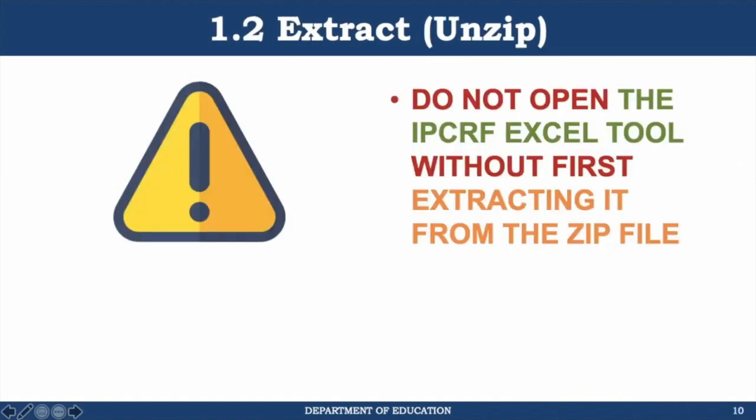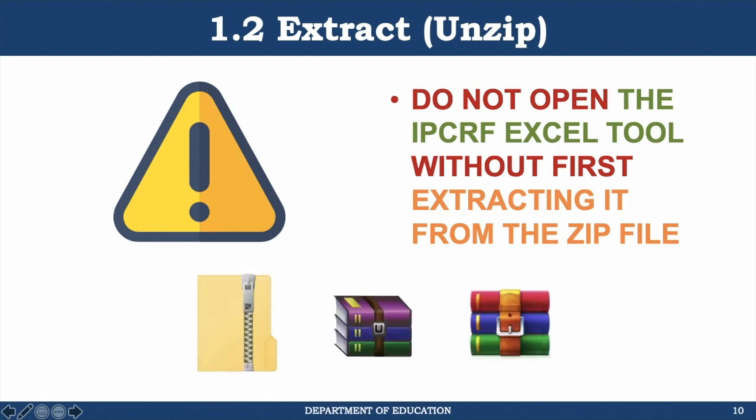When you have downloaded the zip file, you must then extract the Excel file from inside it. It is important that you remember, and I recommend you emphasize this when you cascade to the field, that you should not open the IPCRF Excel tool without first extracting it. In the past, some users have complained that they cannot edit or save the Excel tool, or that the data they encoded is lost after saving and closing Excel. That was probably due to this missed step.